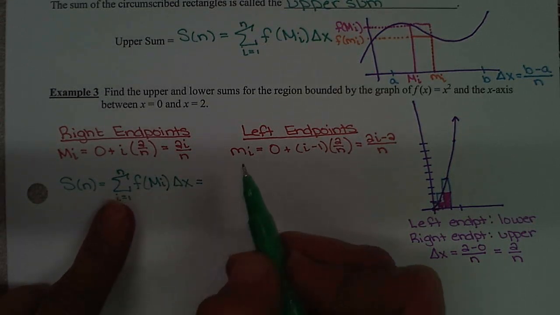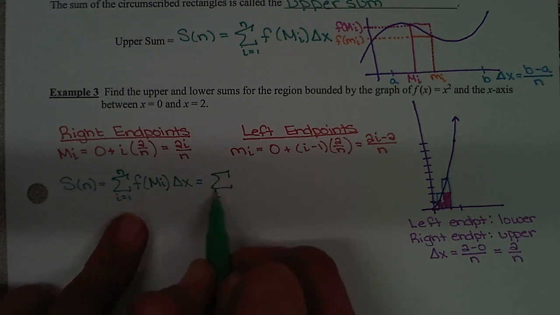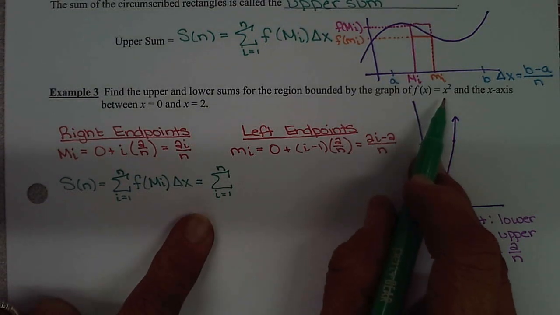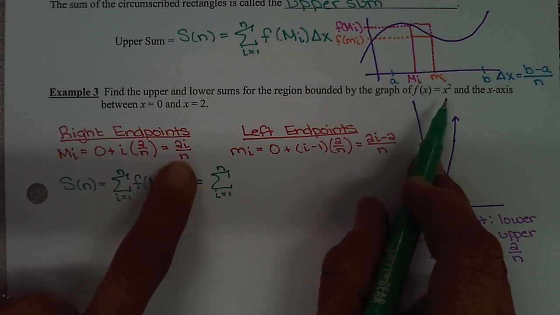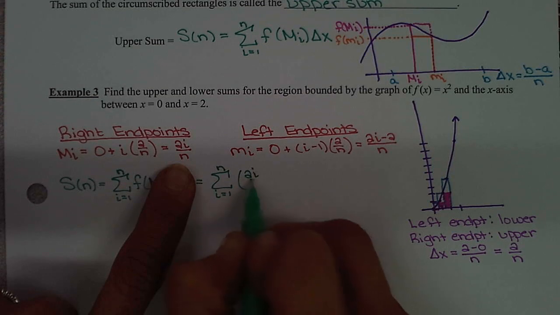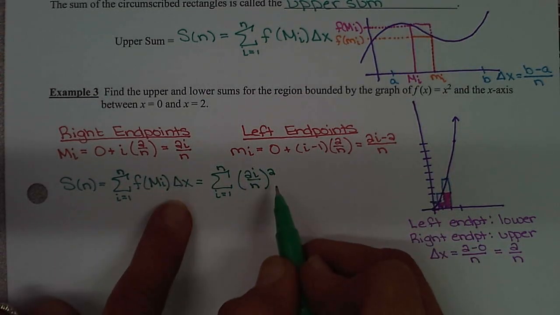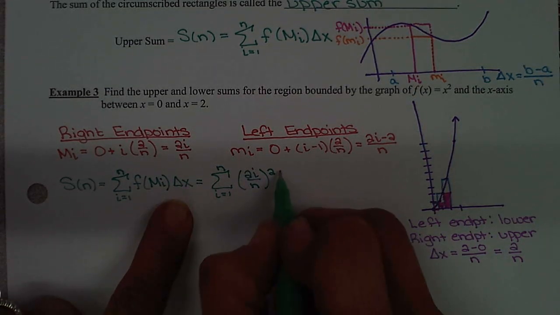And for us in this problem, that's going to make it look like the summation from i equals 1 to n. Our f of x is x squared, so I'm plugging my capital M sub i into x squared, and my capital M sub i is this 2i over n. So I need to take 2i over n, square it, and then multiply it by my delta x, and the delta x is just 2 over n.